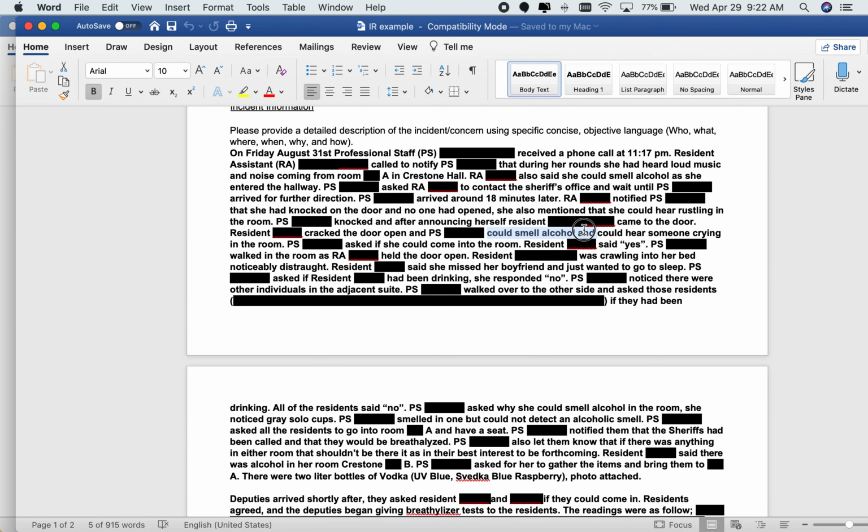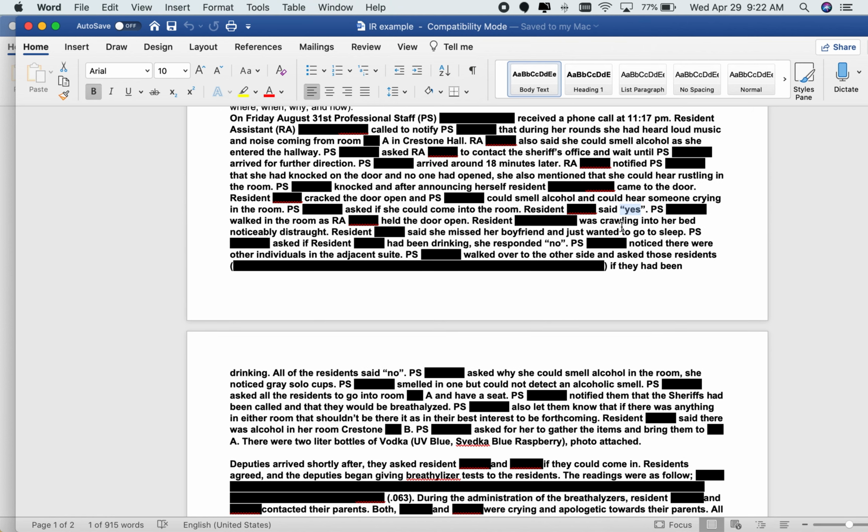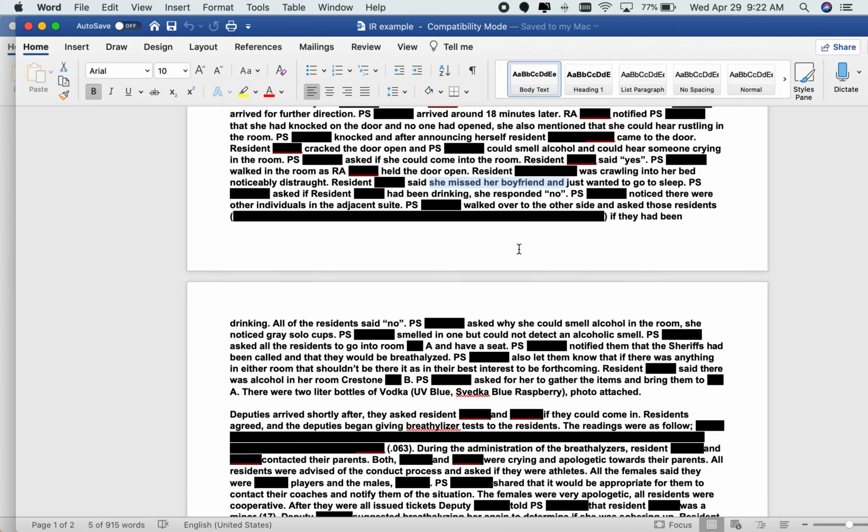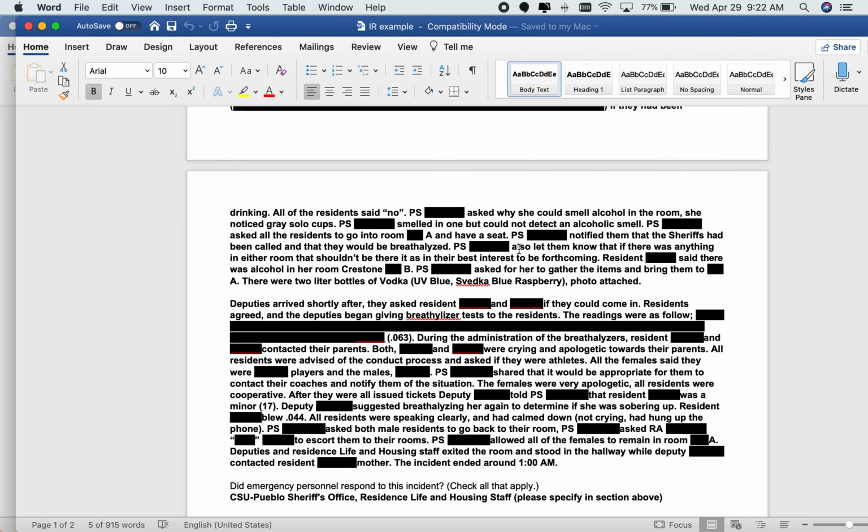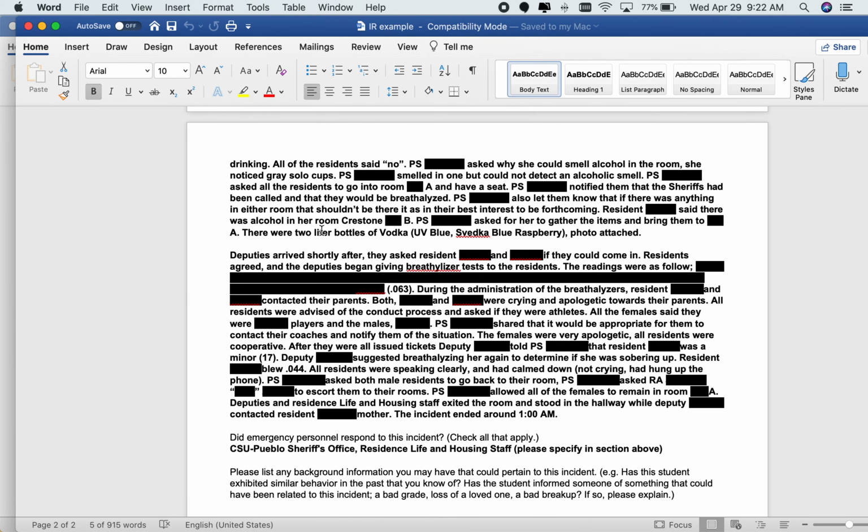You can say you could smell alcohol. You heard someone crying. You quote the resident. Be specific. The student was crawling into her bed. She was distraught. The student was crying, obviously, saying she missed her boyfriend, etc. As you can tell, this is a pretty lengthy report. This person was very specific. They said there were 2 liters of vodka. They named the vodka and they attached a photo.